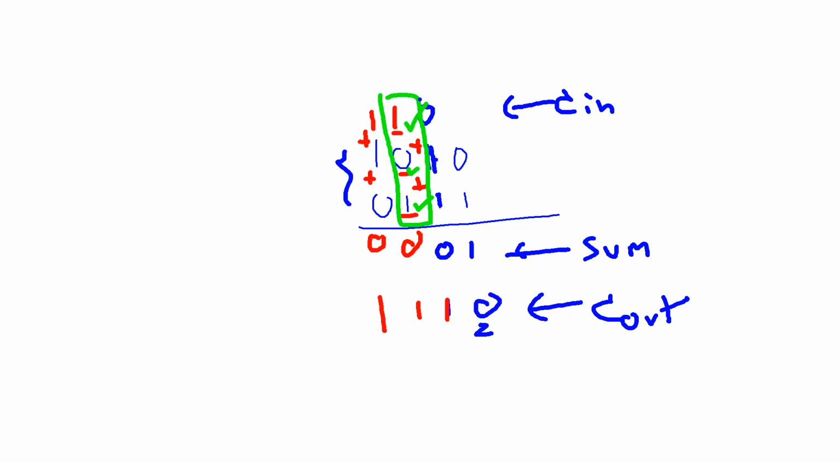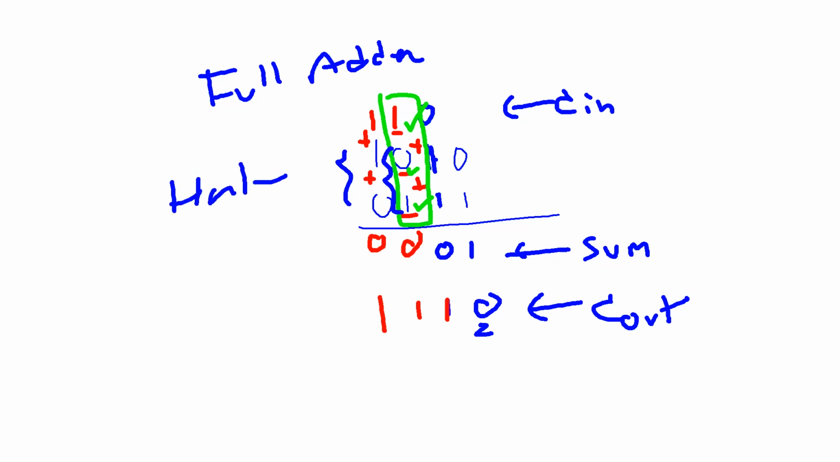If you do this complete operation, it's called a full adder. But if you add only these two values, not including carry in, it's called a half adder.